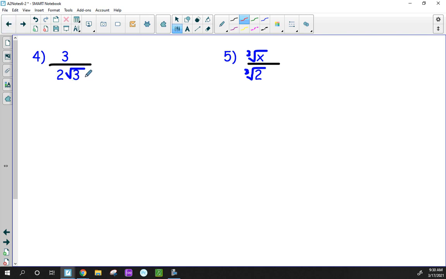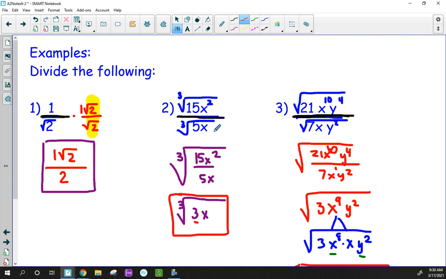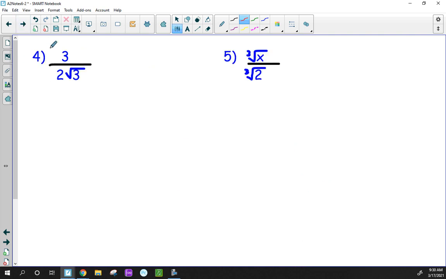Okay, question 4. 3 divided by 2 square root of 3. On this one, notice there's no radical on the top, so we can't use the same strategy we used in question 2 and 3. I do want to get rid of the square root of 3 on the bottom. It's a single term. Notice this is one term. And so a really good way to do that is to rationalize.